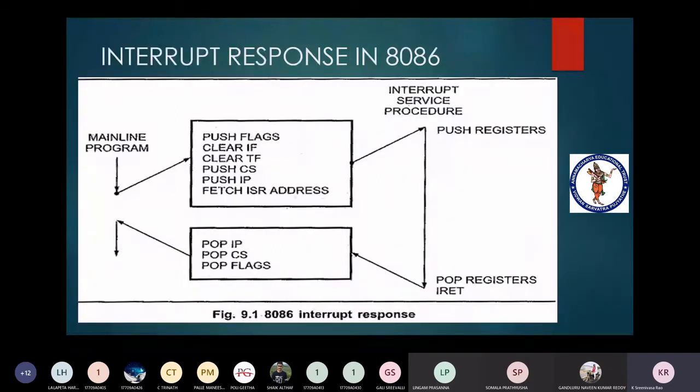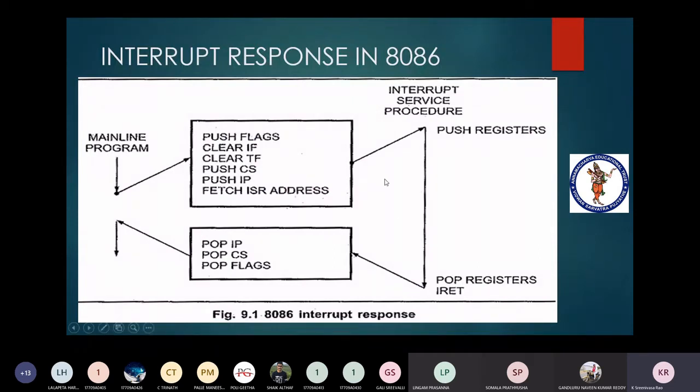Next, after receiving an interrupt, the processor performs the following operations. One of the operations is it pushes the flags onto the stack and clears the interrupt flag. Another one is clear the trap flag, push the code segment address, push the instruction pointer address, and fetch the ISR address for the execution of the interrupt service routine.